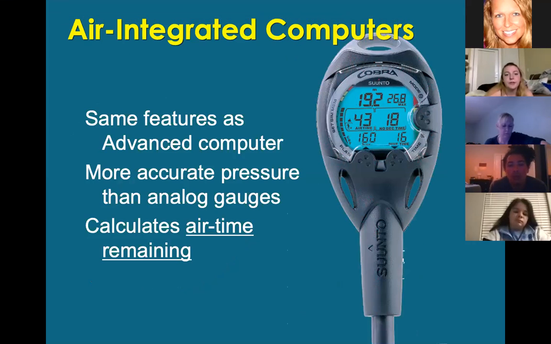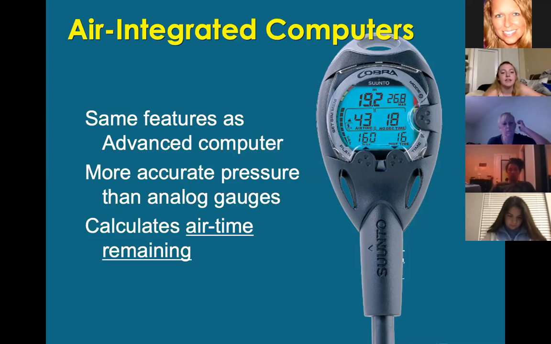So air integrated computers are going to have the same features as advanced computers, but they're going to have a more accurate pressure than analog gauges. On the analog gauges that we use during the class, they're just going to give you a general idea because it's a needle on a little face, a little card. With the air integrated computers, they're going to tell you exactly how much PSI you have left. And it'll calculate your air time remaining. It'll evaluate how fast you're breathing, how fast you're going through your air, and it'll tell you how much you have left, like how long you can breathe.